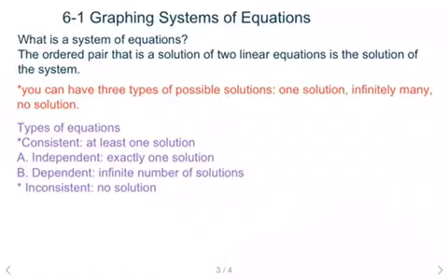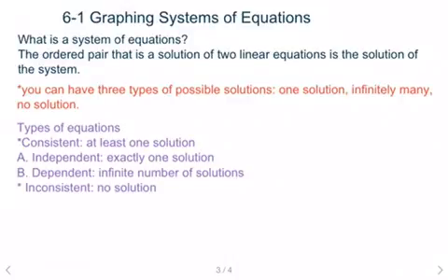Two linear equations, as it states here exactly what it is. The ordered pair that is a solution to two linear equations is the solution of the system. So the system of equations itself is the two linear equations. The solution is where those lines cross each other, because with a linear equation, when we graph it, we get a straight line. When we graph both of them, typically they're going to cross at some point. The point at which they intersect, that ordered pair, is the solution to that system of equations.